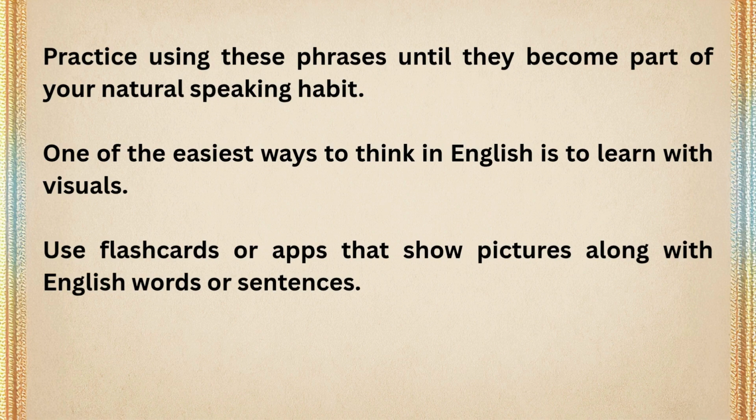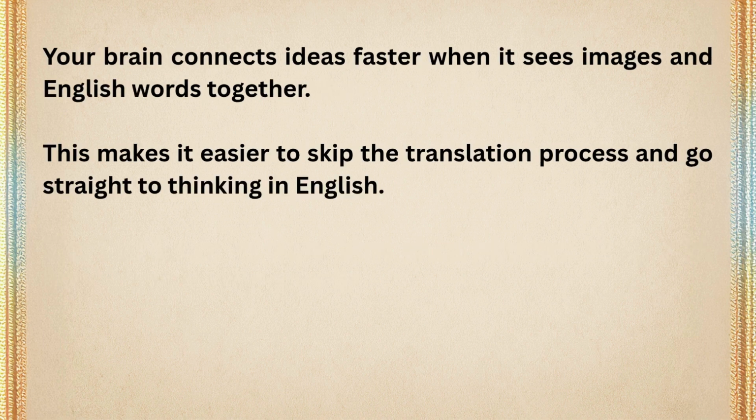One of the easiest ways to think in English is to learn with visuals. Use flashcards or apps that show pictures along with English words or sentences. Your brain connects ideas faster when it sees images and English words together. This makes it easier to skip the translation process and go straight to thinking in English.